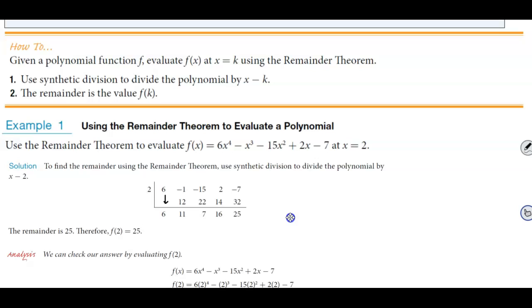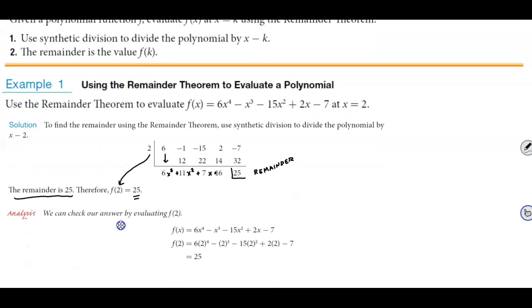So technically, what we would have gotten is this polynomial: 6x cubed plus 11x squared plus 7x plus 16, and therefore this is the remainder. Since the remainder is 25, when the input is 2, the value is 25.